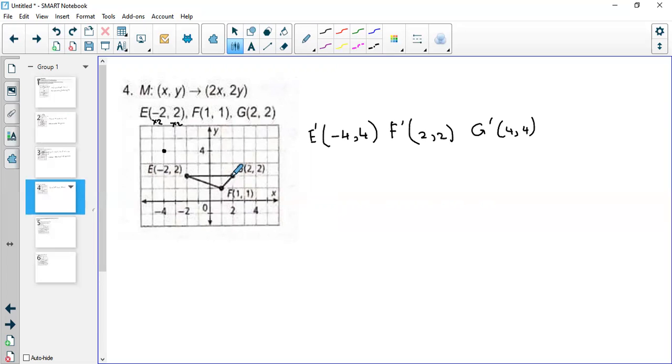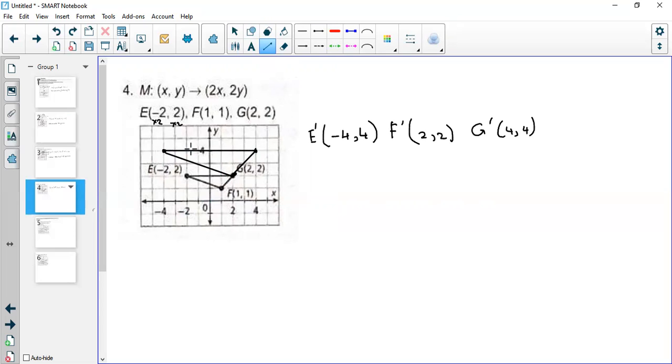So in fact, it's the same coordinate here. This one, the same one. The next one is 4 and 4. So let's join the points now. So this is the pre-image and this is the image. As you can see, it is an enlarged one.